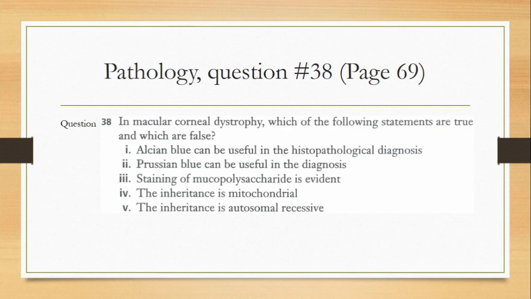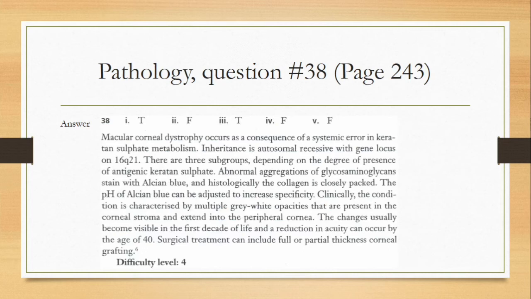And about pathology, there's the question 38 talking about macular corneal dystrophy. And statement number 5 says that the inheritance is autosomal recessive, and the answer says that this statement number 5 is false. And when you read the explanation, it says that actually inheritance is autosomal recessive, so this should be true instead of false.